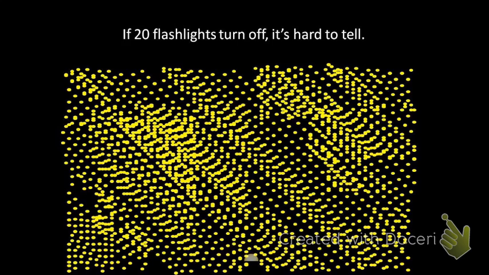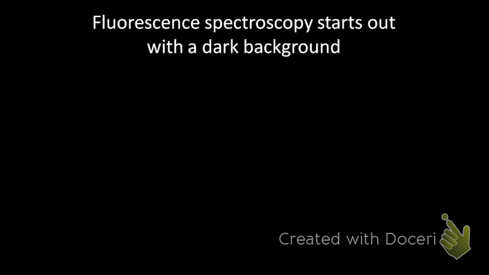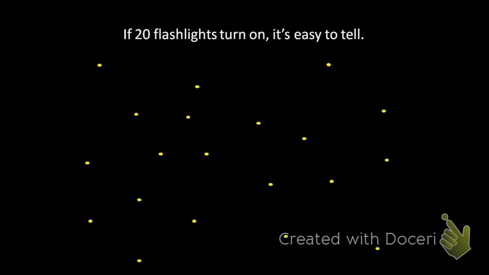Fluorescence spectroscopy, on the other hand, starts out with a dark background. We still have 200 people in a dark field, but all of the flashlights are off. Now we will say, let's have some fluorescence, so let's have 20 people turn their flashlights on. Well, that is something that is very easy to see. So since we have pretty much no background for fluorescence, it's a very sensitive technique, and sometimes it can be used to measure concentrations that are orders of magnitude lower than absorption spectroscopy.